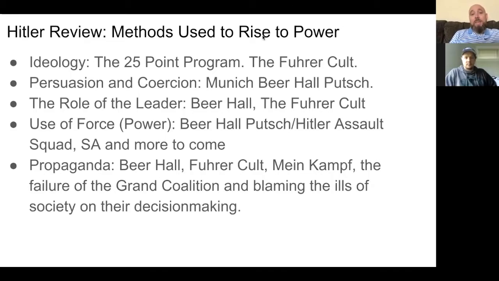If you have not been keeping up with the content, you should be able to find all those videos in the Google Classroom. This is episode 6 in our content on the methods that Hitler used to rise to power. And again, we'll be adding some episodes for Castro as well in the coming weeks. A review on the 5 methods used by authoritarians to rise to power: ideology, persuasion and coercion, role of the leader, use of force, and propaganda. There are 5 methods that authoritarians use to rise to power per the IB standards.